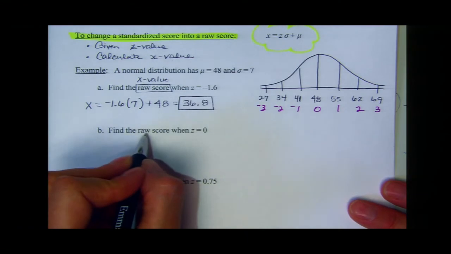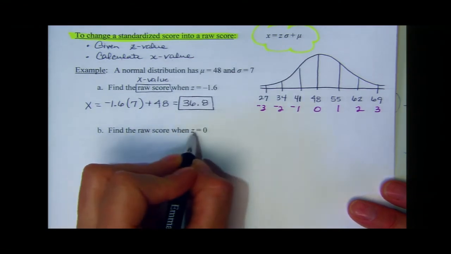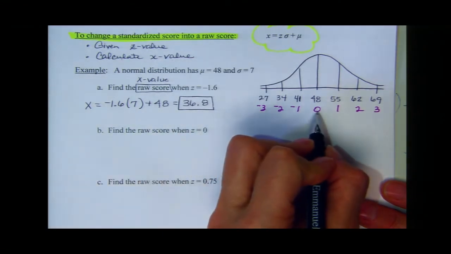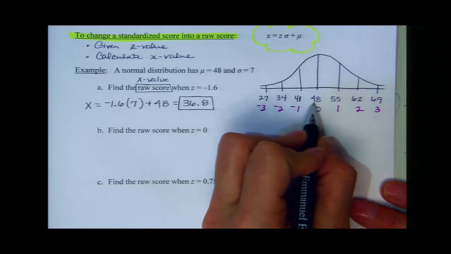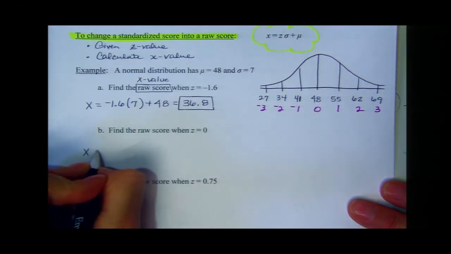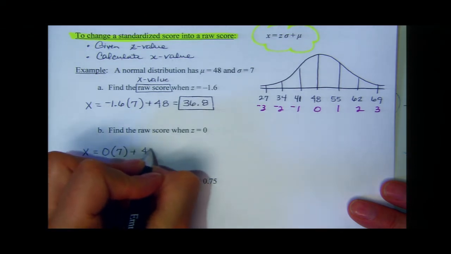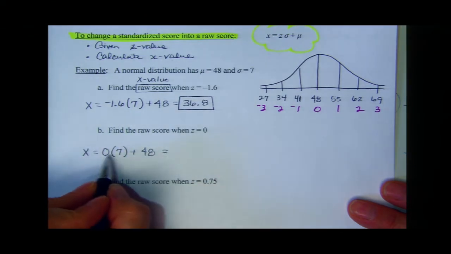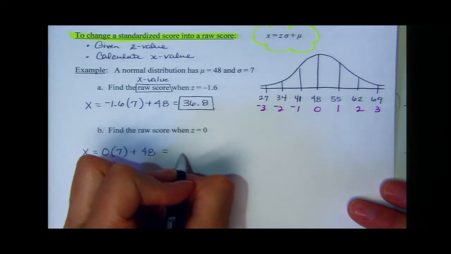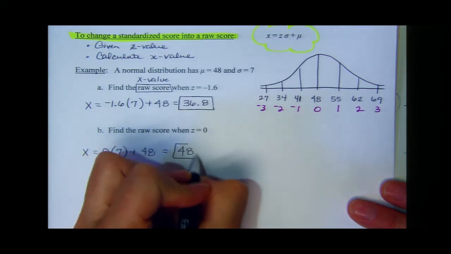Find the raw score, find the X value when Z is equal to 0. Well, here is Z is equal to 0, so we better calculate 48. So it would be 0 times 7 plus 48. Well, that makes sense because 0 times 7 is 0 plus 48. That gives you your 48.